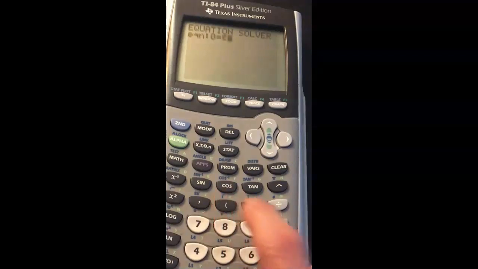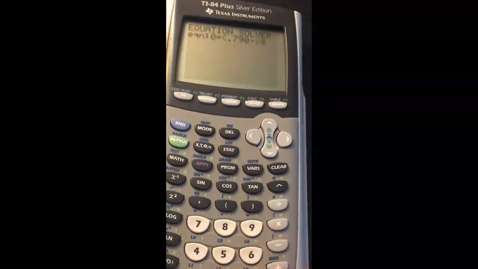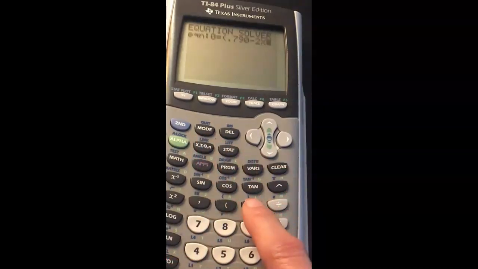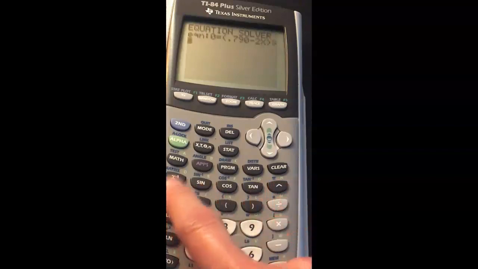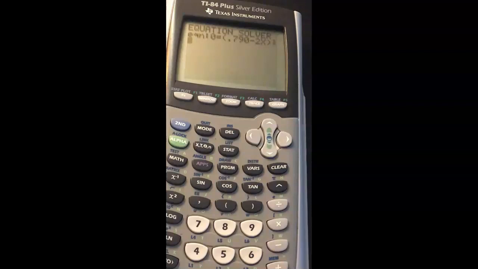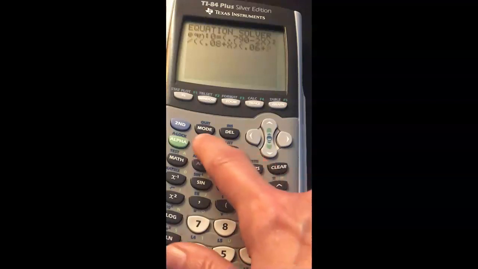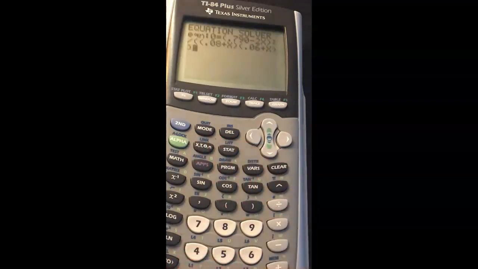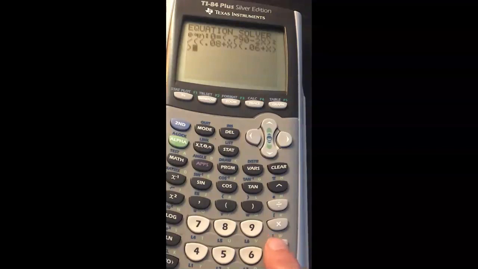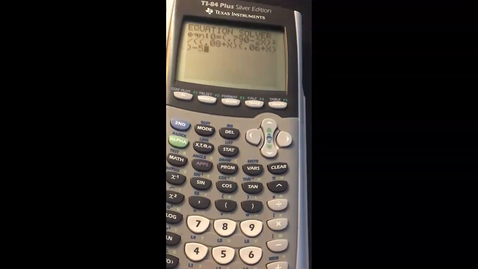And so this one we need a parentheses around 0.790 minus 2X. We need to close that parenthesis, and then that whole thing is squared. That's very important: close that parenthesis, and that whole thing is squared, divided by, now we need that double set of parentheses, 0.08 plus X, close that parenthesis, and then 0.06 plus X, close that parenthesis, close the other one, and now we need to take something to get rid of that K, so minus 50.